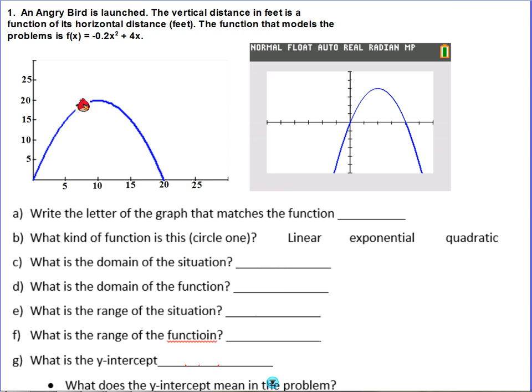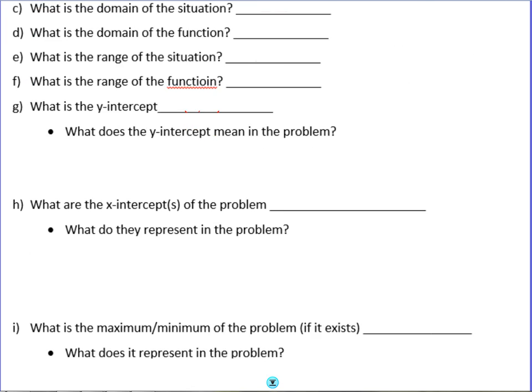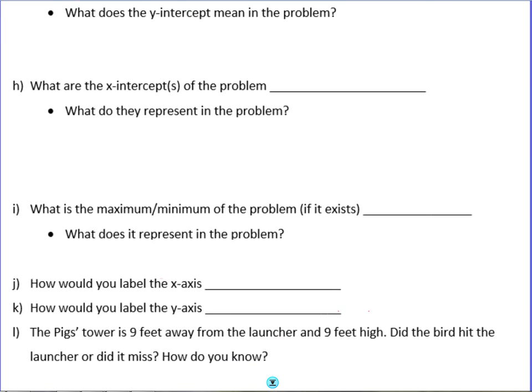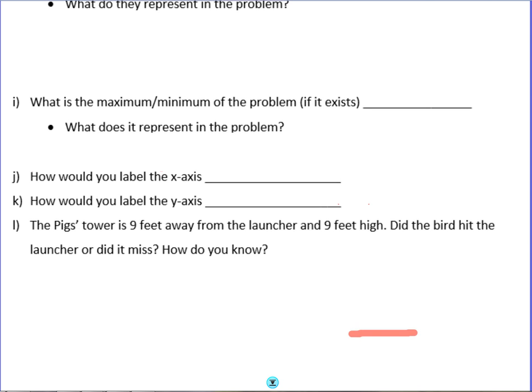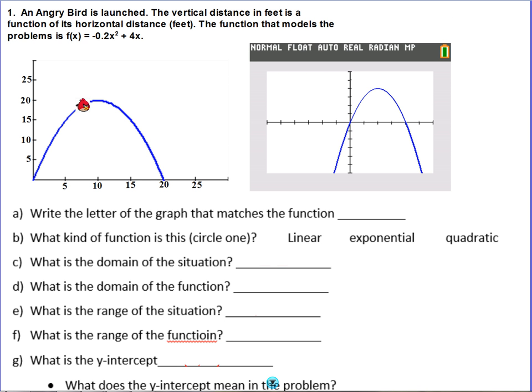Let's see, in quadratics, domain and range still. Then I think that's kind of it for quadratics, I think, for the function.